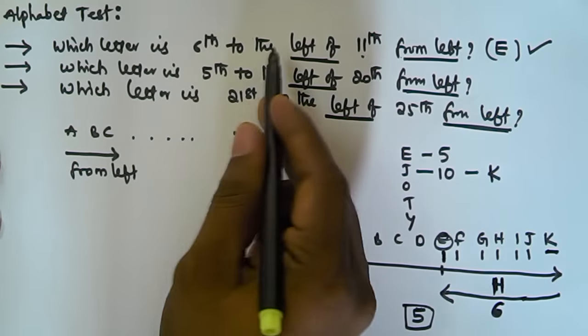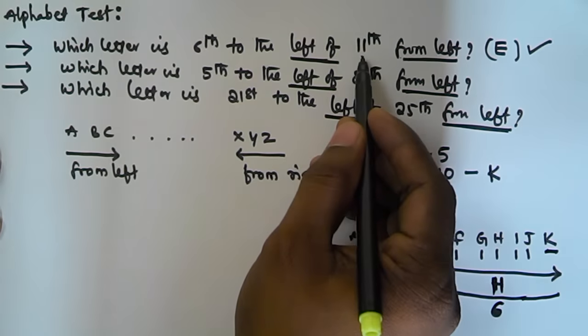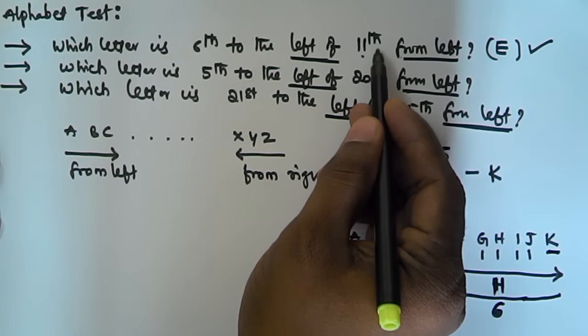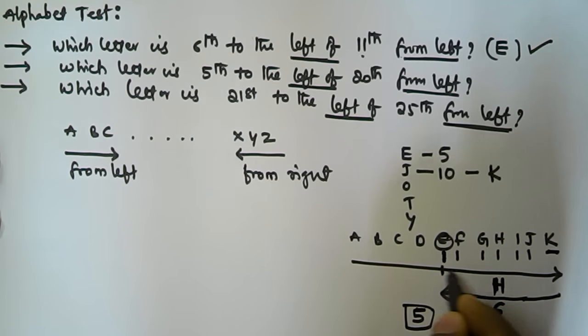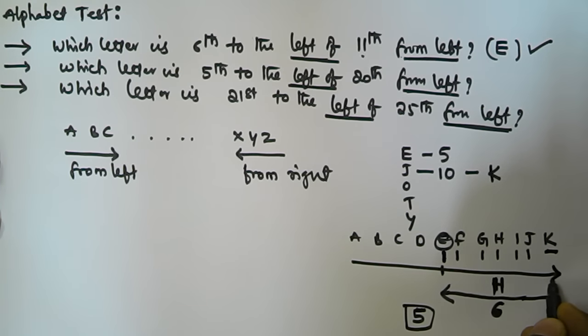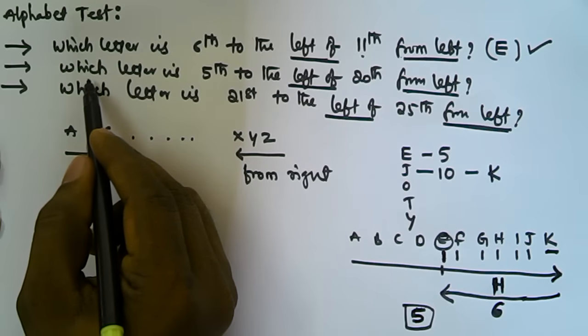So without doing all this, what do we do? From the left to 11th, right? From this 11 we subtract this 6. Why are we subtracting? First we move 11 positions from A to K, and after that we move 6 positions back. So if you subtract 6 from 11, you will get 5th. So the 5th letter is the answer. So that is E. Now let's solve the second question based on this.